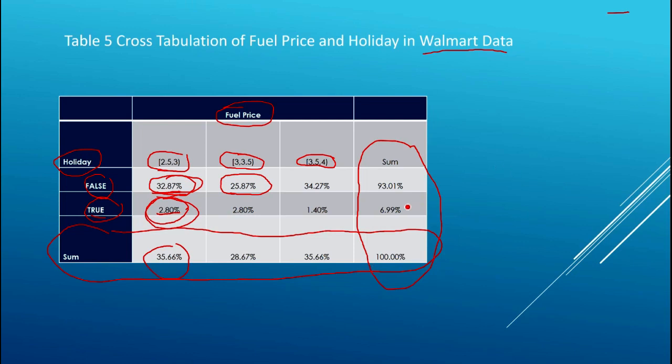As another example, we can go and look at a row sum of 6.99%. That's the sum of the 2.8%, the 2.8% again, when fuel price is between $3 and $3.50, and the 1.4% when it is a holiday and the fuel price is between $3.50 and $4. So what this tells me is that 6.99% of the observations fall on a week where there is a holiday, roughly 7%, which we already knew. And that's regardless of what the fuel price is. So these are called the margins of the table.